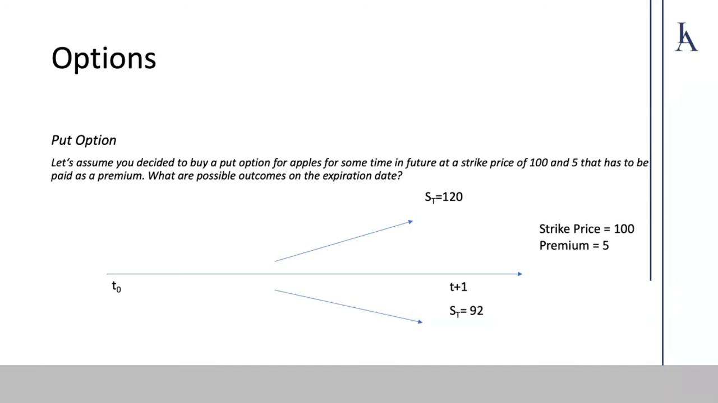Yeah. Sorry, go ahead. I would sell the apples for 120 and cut the put option. Yes, but you forgot about the premium. Yeah, sure. Sorry. So you would not exercise it, but you will also have to remember about the premium that you have paid, and you will have to deduct it from your overall profits.